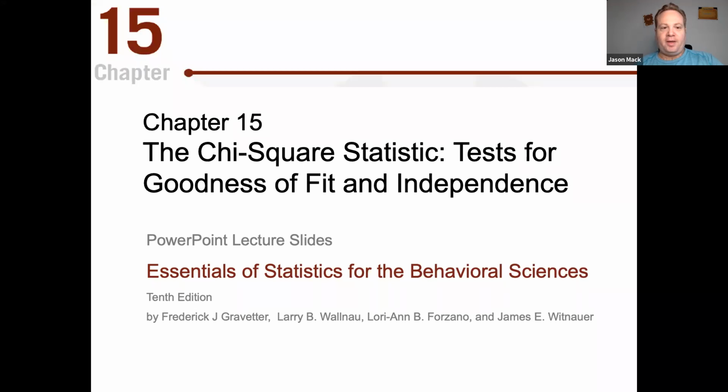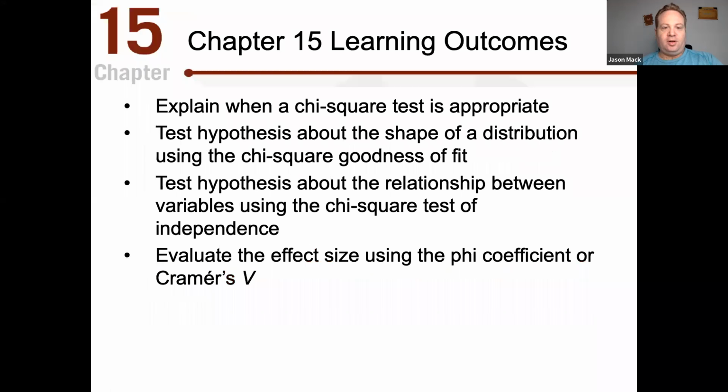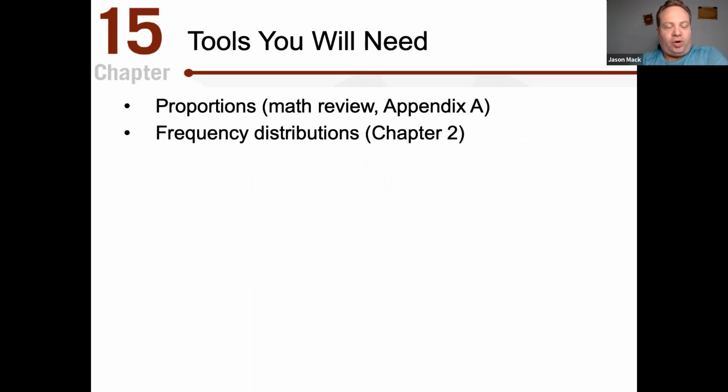So chapter 15, the chi or chi, however you want to say it, square statistic test for the goodness of fit and independence. Some learning outcomes we'll talk about today. We will explain when a chi-square test is appropriate. Test the hypothesis about the shape of a distribution using the chi-square goodness of fit. Test the hypothesis about the relationship between variables using the chi-square test of independence. And evaluate the effect size using the phi coefficient or Cramer's V. Some tools you'll need: proportions, math review, appendix A, frequency distributions, chapter 2.